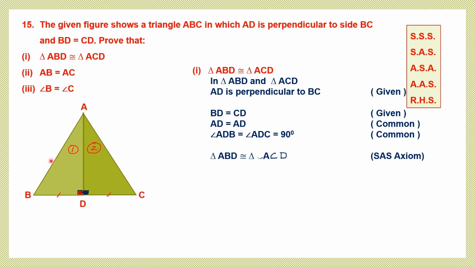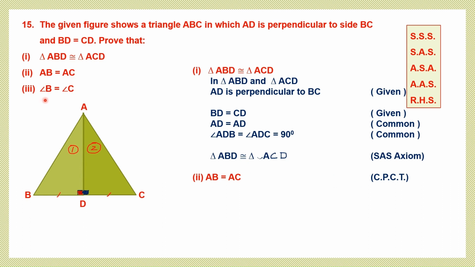As you can see, they are corresponding sides of two congruent triangles, and we know that corresponding parts of congruent triangles are equal. So let's write that AB is equal to AC because of CPCT. So we have proved the second one also.